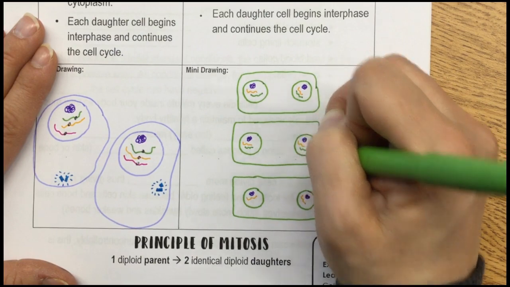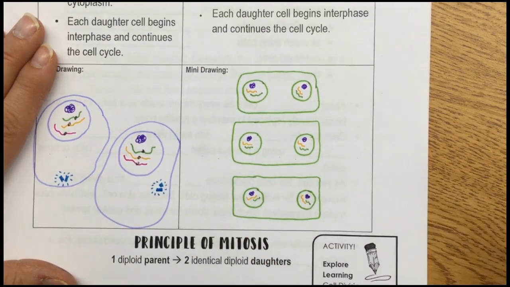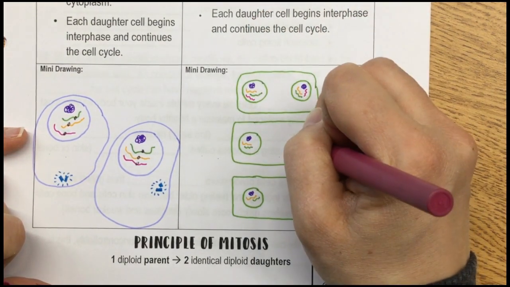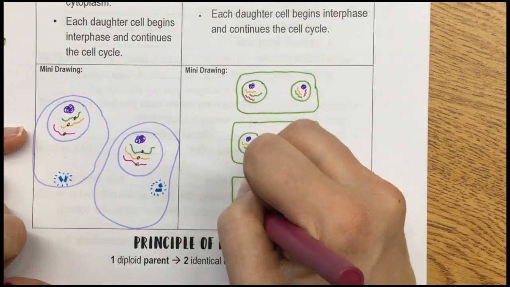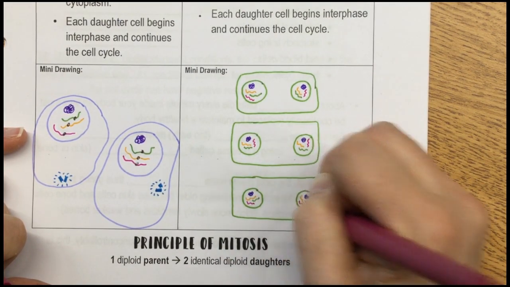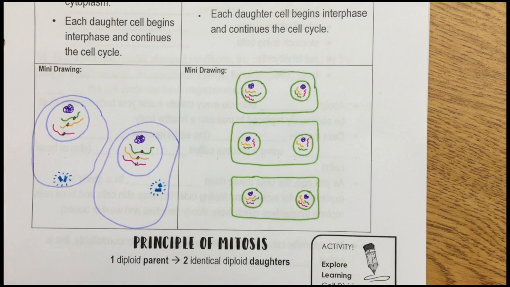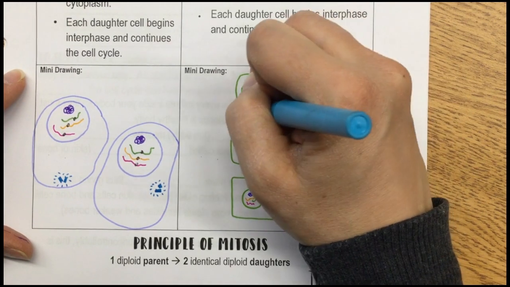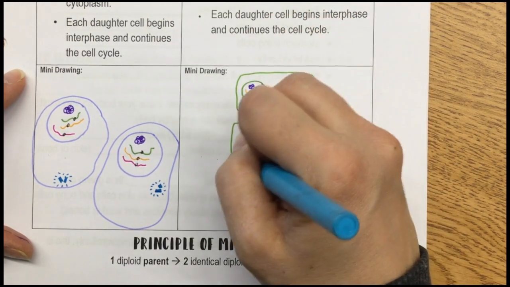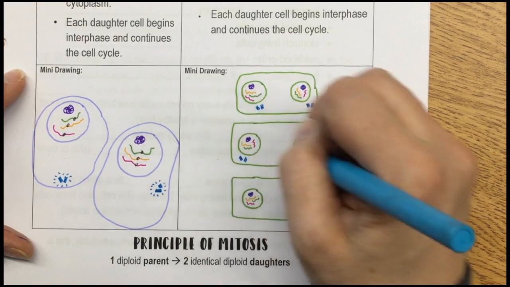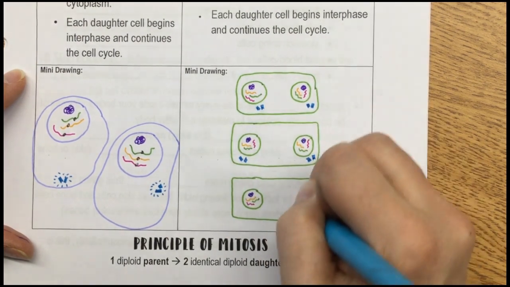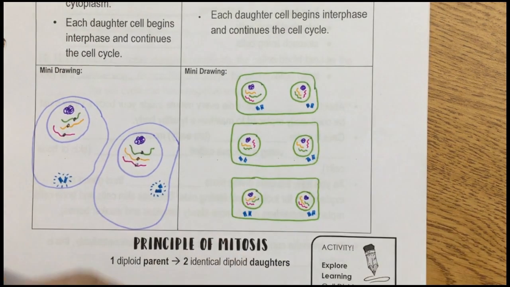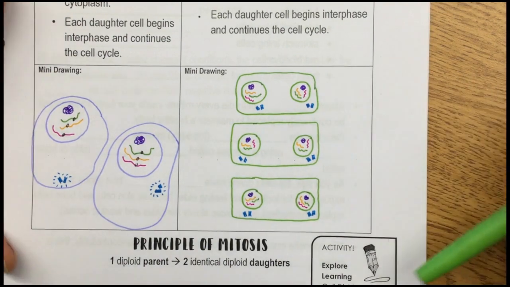Oh, I see what I did. That's okay. I didn't want to use the same green for my nuclear membrane as I used for a chromatin. My bad. That's just me being picky. Okay, and then our centrioles. Again, you can pause at any time.